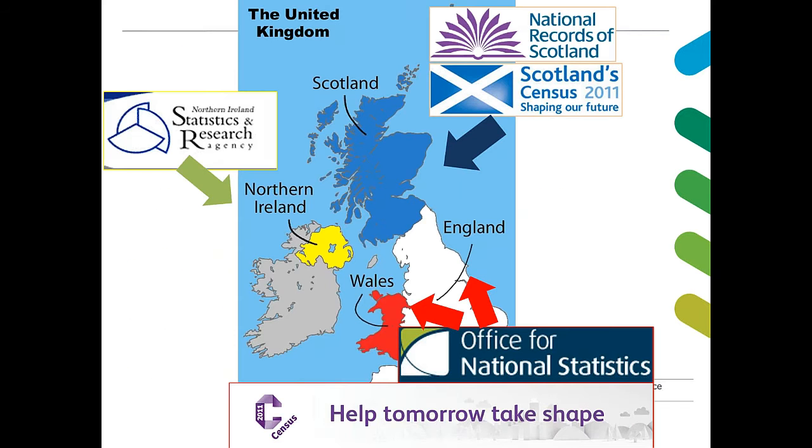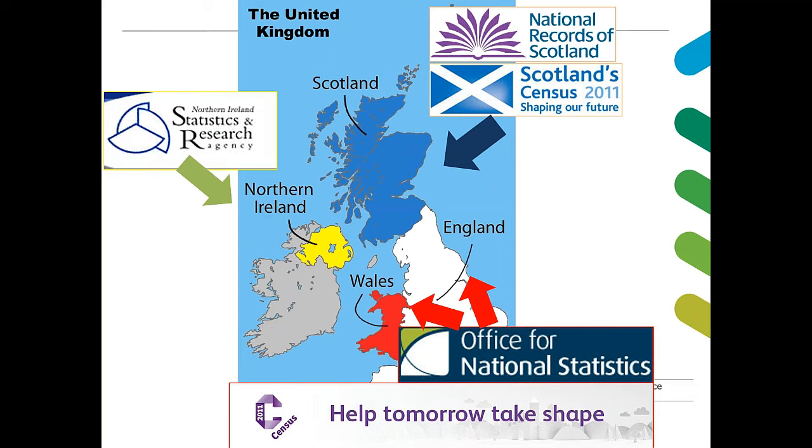When I say the census, we're actually talking about three in the UK, so we have three separate census agencies. There's the Office for National Statistics, which covers England and Wales. In Scotland, there's NRS, National Records Scotland. There's NISRA in Northern Ireland, which is the Northern Ireland Statistics and Research Agency.